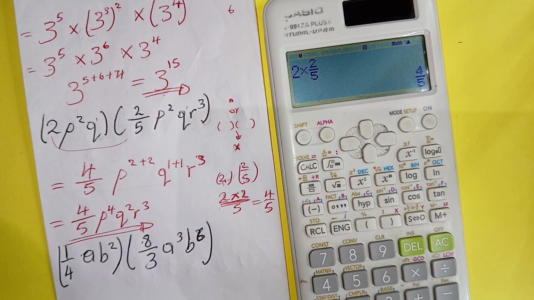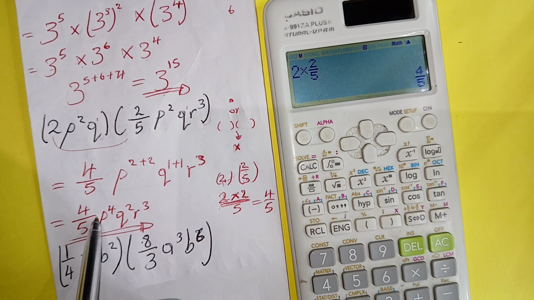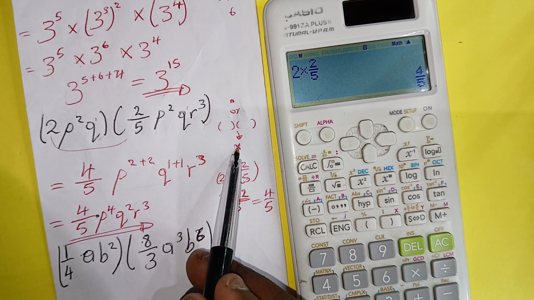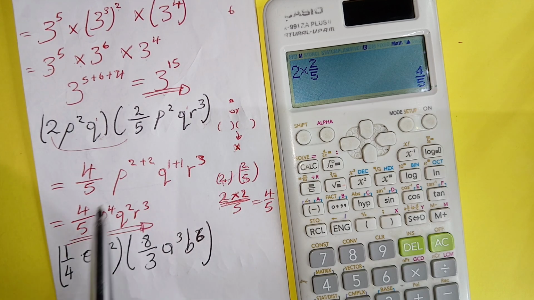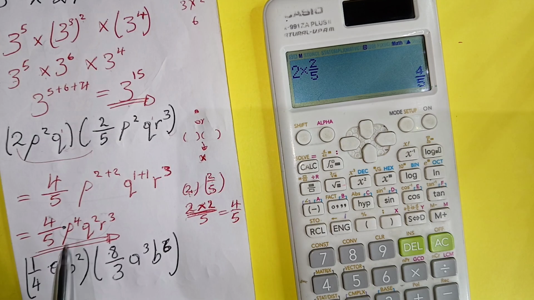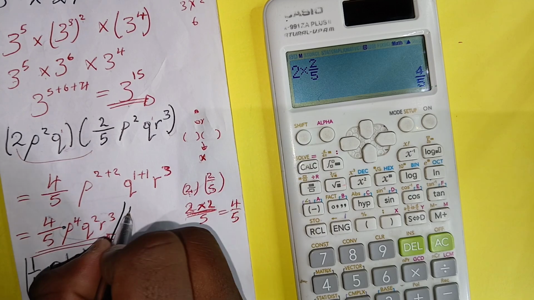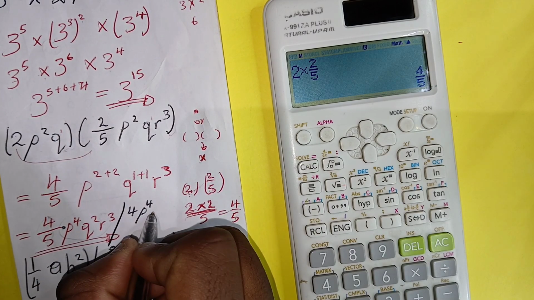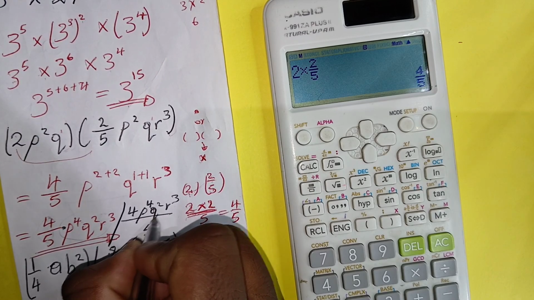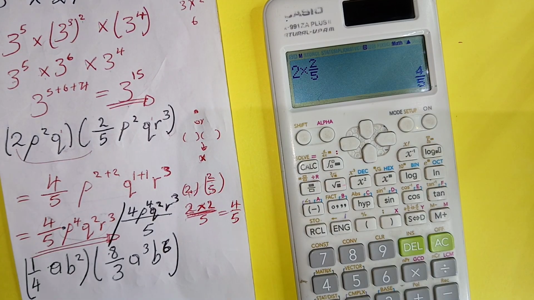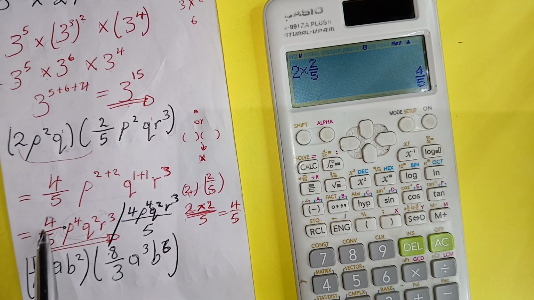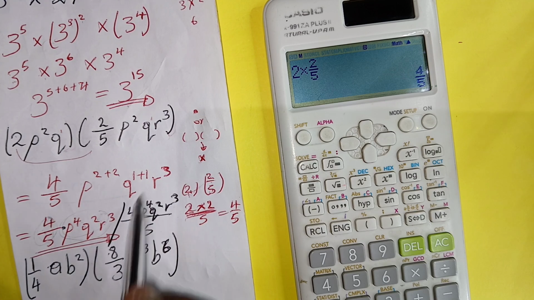This one is your final answer. And if you want to, you can write it like this. If there is nothing here, you know that there is a dot, and a dot represents multiply. And I said that anything which is not a fraction, when you multiply it to a fraction, will go upwards. Meaning you can also write it like this way: 4p^4 q^2 r^3 over 5.